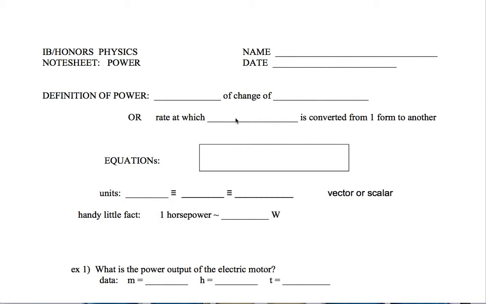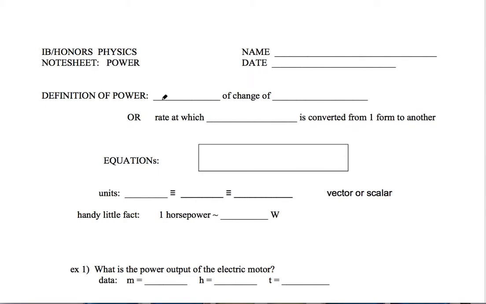So today's lesson is going to be on power. Let's first start off with a definition of power. Power is defined as the rate of change of work. Or in other words, it is the rate at which energy is converted from one form to the other, because work is a transfer of energy. Think of it as going from gravitational potential energy to kinetic. There must be work done in order to do so.